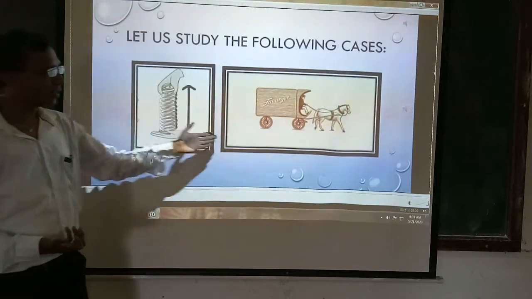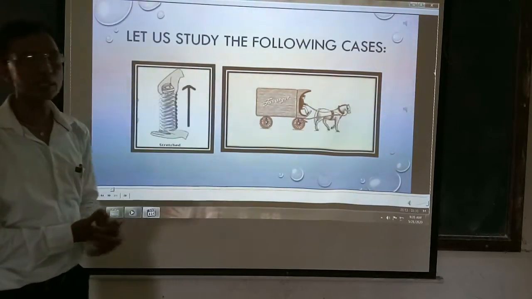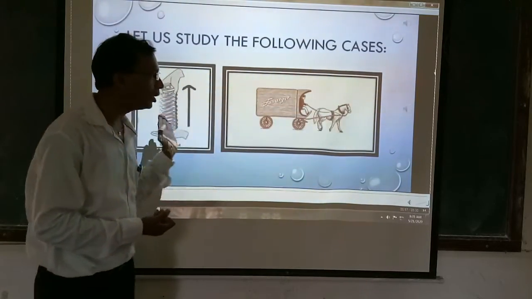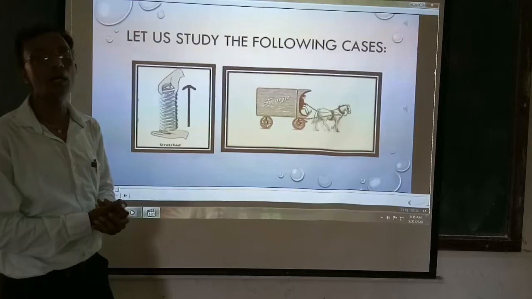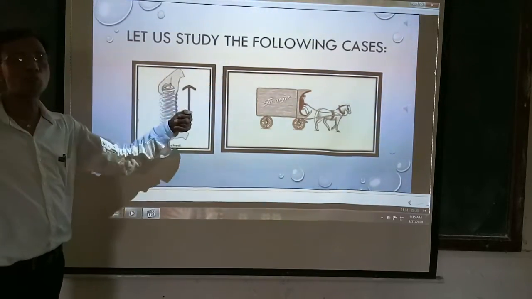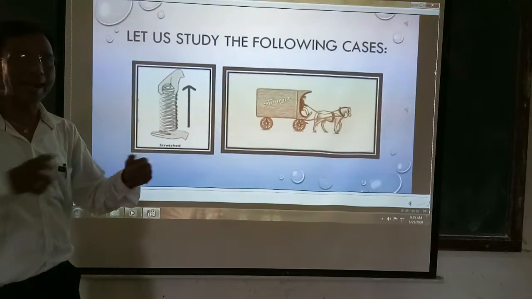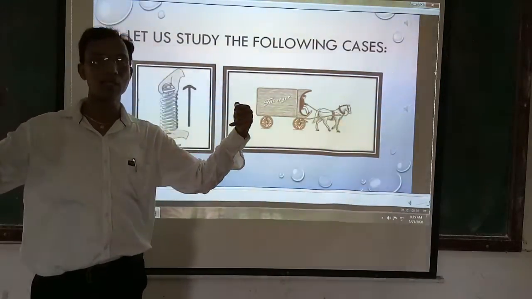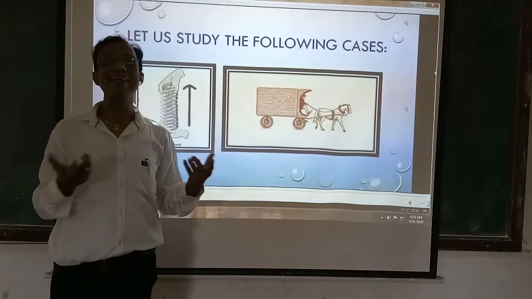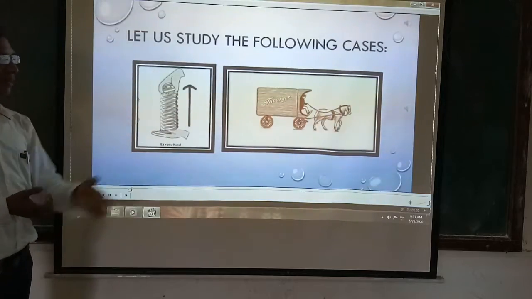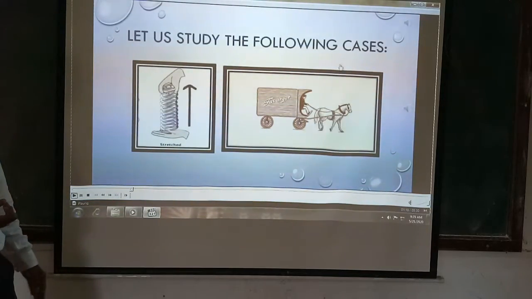Another is muscular force. Here is a horse guard, a horse cart, which carries loads. It is one type of muscular force. We can have another example, a spring or a rubber band. The rubber band can be stretched with both hands, and the shape of the rubber band can be changed. Now here is the next example.